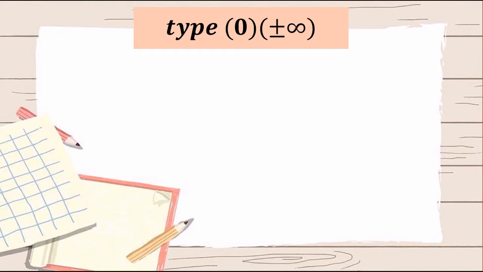Now let's evaluate some limits. We'll start with the indeterminate form 0 times plus or minus infinity. So we have here the limit of x times ln x as x approaches 0 from the right. If we plug in 0 for x, that would be 0, and then the natural log as x approaches 0 from the right is minus infinity. So we have 0 times minus infinity.